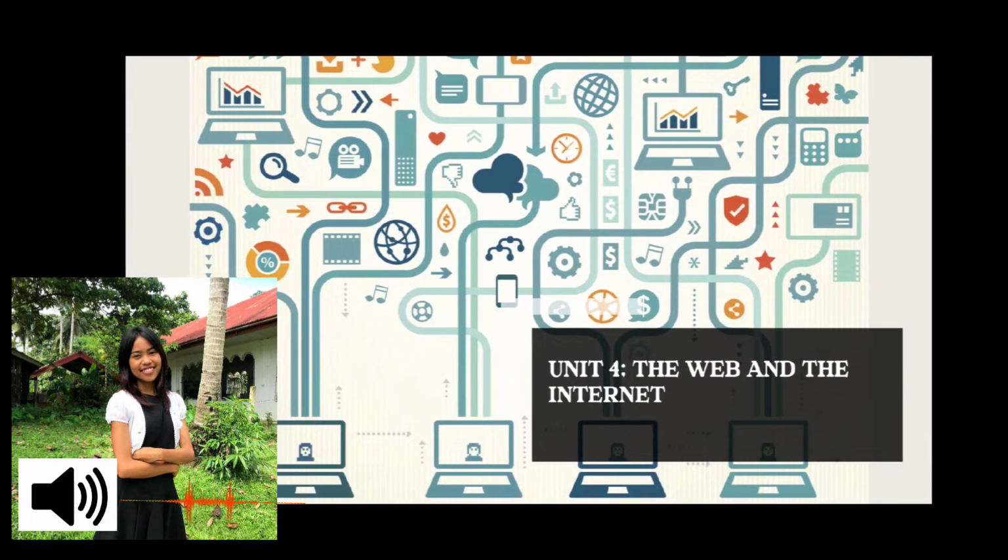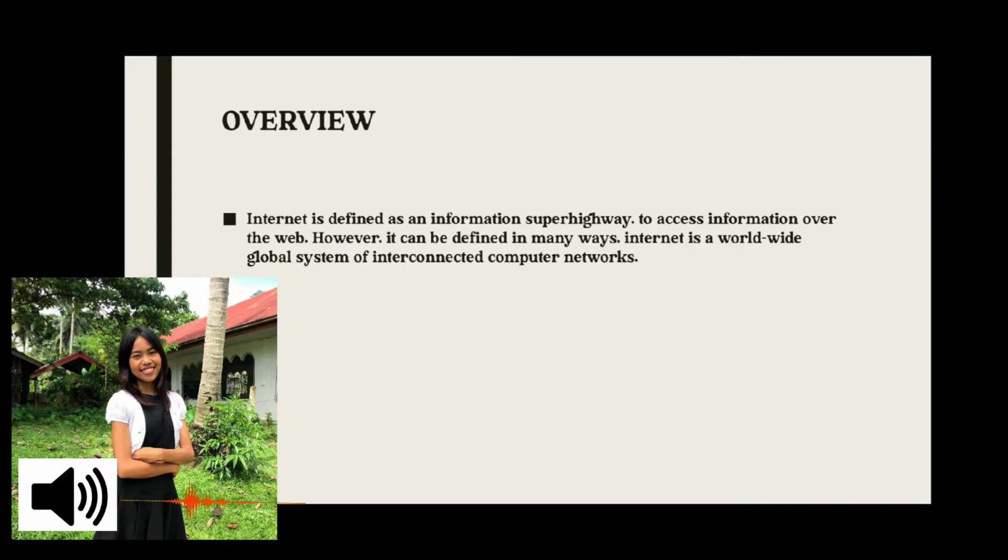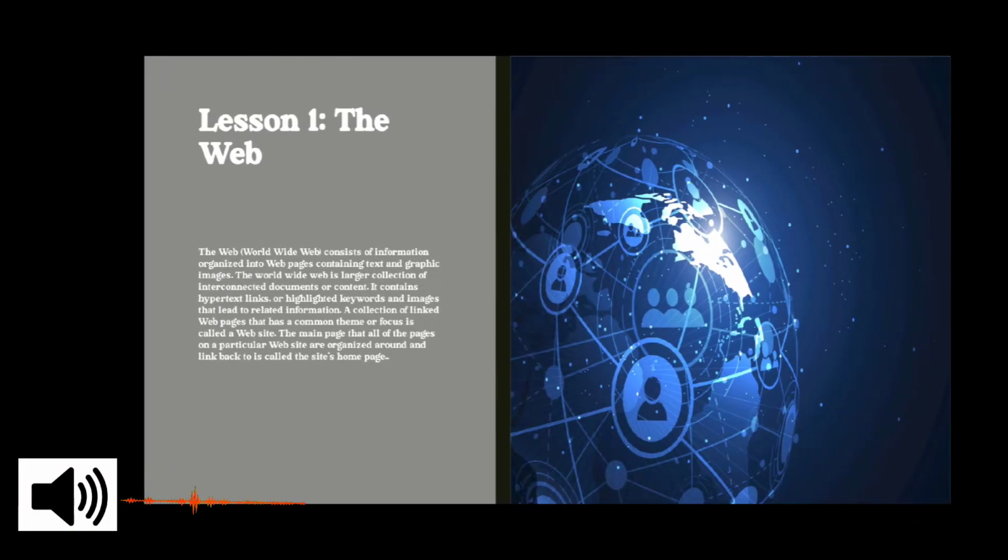The internet is defined as an information superhighway to access information over the web. However, it can be defined in many ways. The internet is a worldwide global system of interconnected computer networks. So, lesson 1, the web.